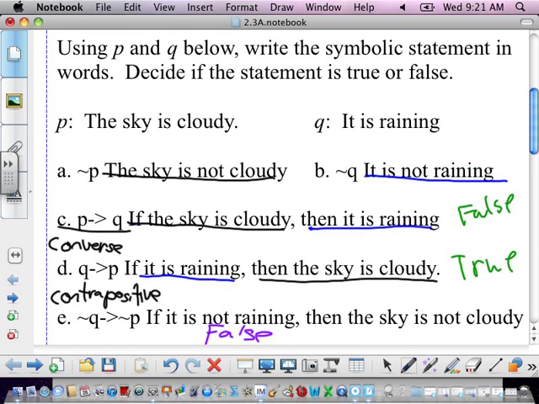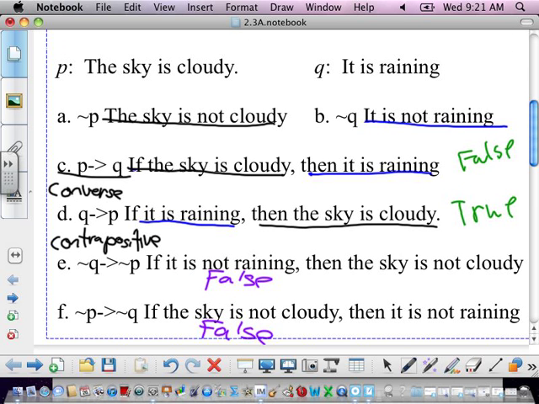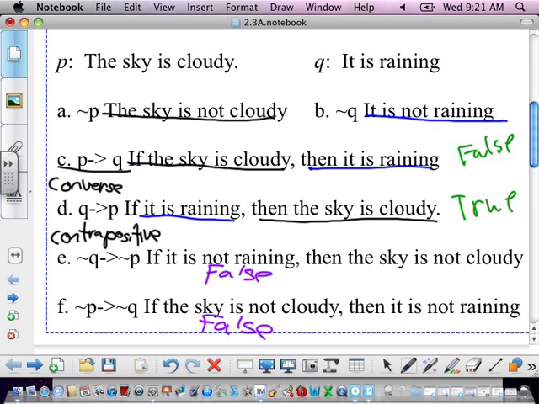What about not P to not Q? Does anybody want to try? What would that be? Go, Dana. Not P to not Q, the last one. If it's not raining, then it's not cloudy. Wait, not P to not Q. If the sky is not cloudy, then it is not raining. So that's F. Right. And what is that called? Not P to not Q is inverse. Good.